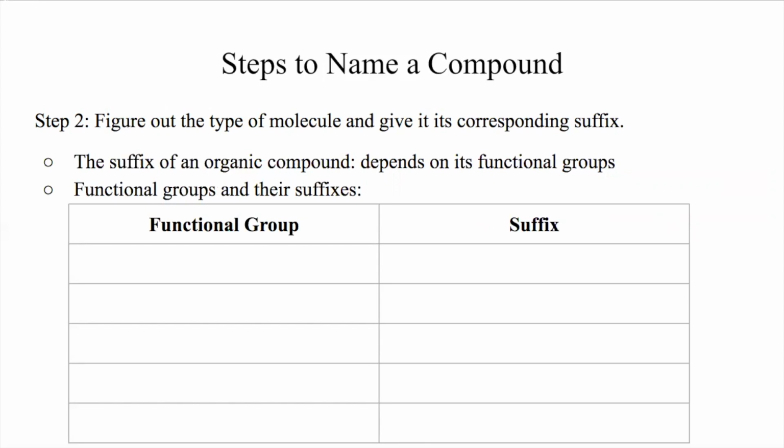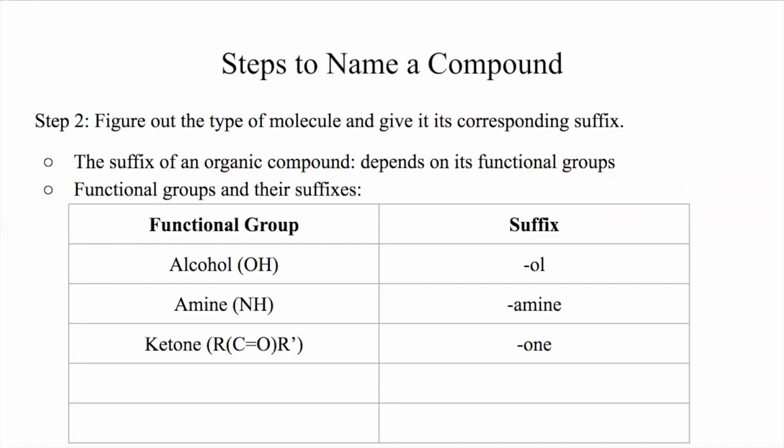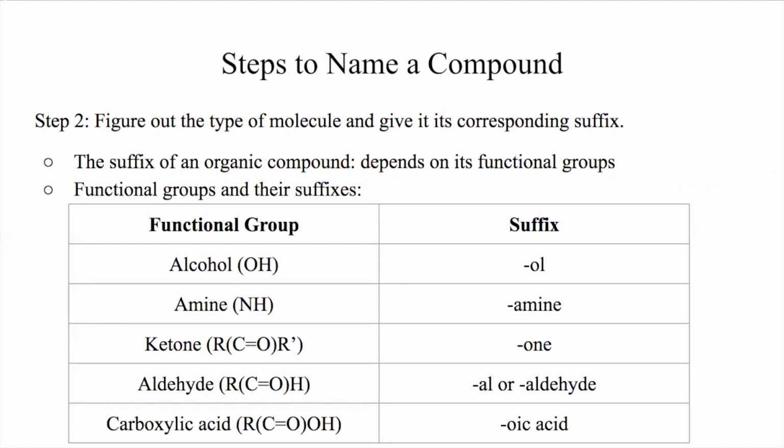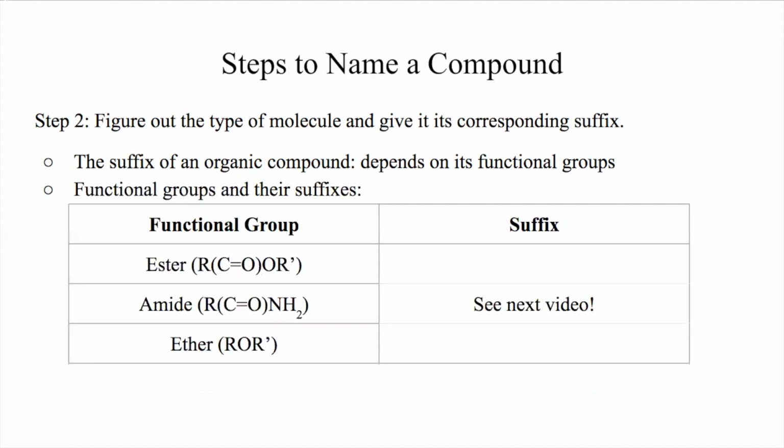Luckily for us, not every organic molecule is this easy to name. Most have functional groups, with their own suffix to remember. We covered these in the last video, but here's a chart to remind you. Alcohols get the suffix -ol, amines get -amine, ketones get -one, aldehydes get either -al or -aldehyde, and carboxylic acids get -oic acid. The other functional groups we covered in the last video, esters, amides, and ethers, are a bit more complicated, so we'll look at them a little later.